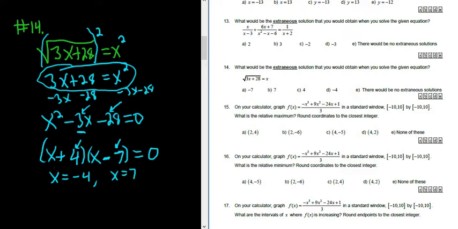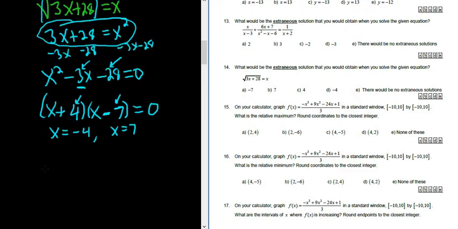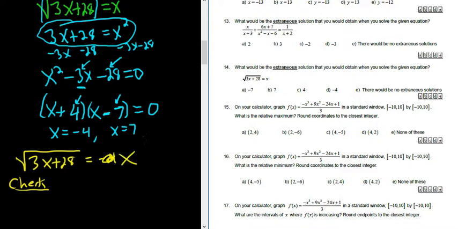Okay, so let's go ahead and check both answers very carefully. So I'm going to rewrite the original equation, which was the square root of 3x plus 28 equals x. So if you check negative 4, that's the first one, it won't work. The reason it won't work is you can't have a negative 4 here, right? Because the square root can't be negative. But let's try it, watch.